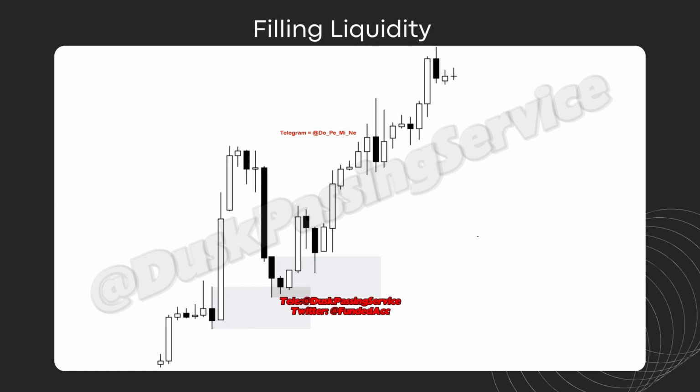In this example, we had two order blocks which didn't purge liquidity, but they did fill liquidity, so that's why they were considered valid. This is how you identify an order block which fills liquidity instead of purging liquidity.